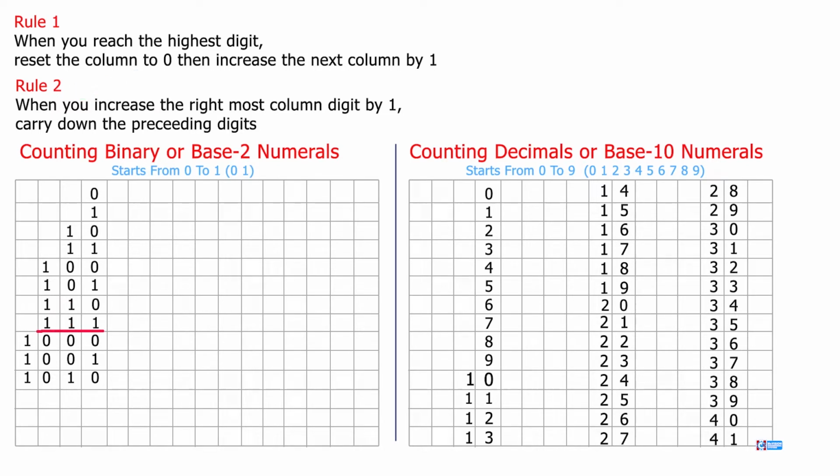And here, we have reached the highest digit in all the columns, so we reset all to zeros, and as we do that, rule 1 applies, so we increase here by 1. I believe you have understood now. Now, take a break and check something here.